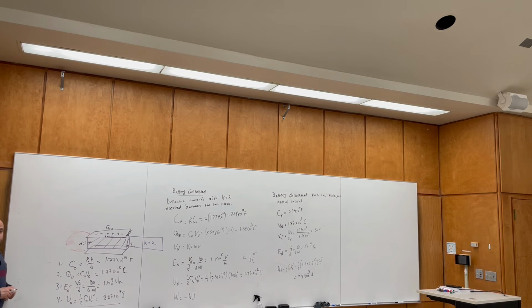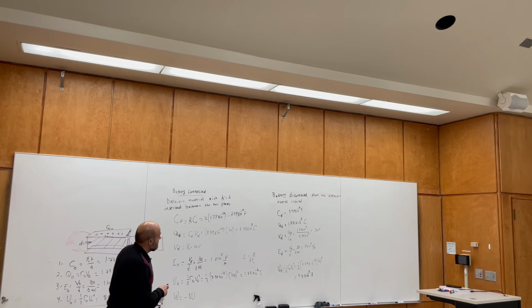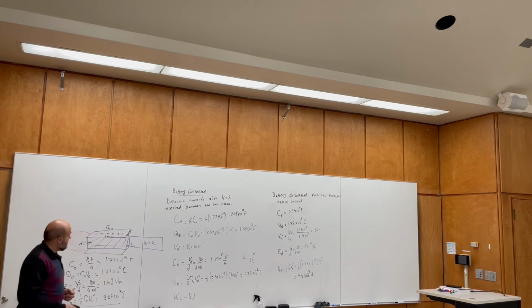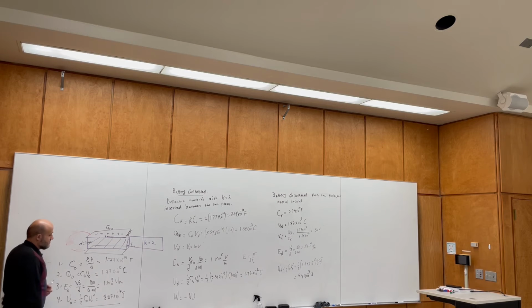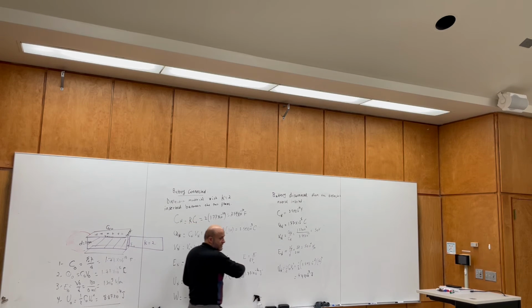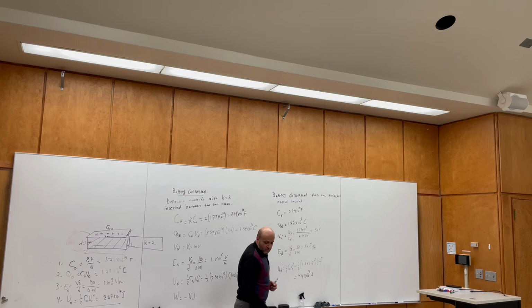Any questions before we move to the next topic? We have one more topic from chapter 24. We will do it about 20 minutes. We'll do this, which is basically the way we combine capacitors. We have two ways of combining capacitors: series and parallel combination. So let's talk about these two ways of combining capacitors, and then we'll do one example.